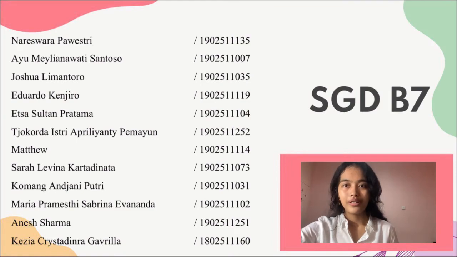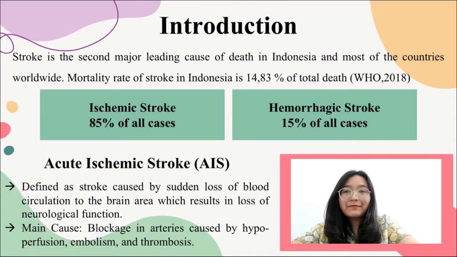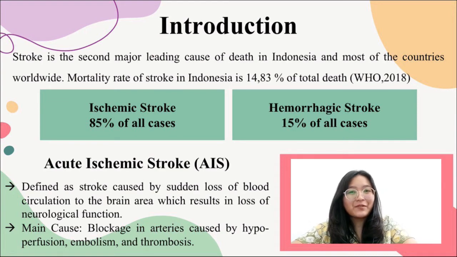Here are our members. I'm Maria Pramesisa Benavarana, with student number 102, and I will explain the background of this paper. Stroke is the second major leading cause of death in Indonesia and most countries worldwide. According to data published by WHO in 2018, the mortality rate of stroke in Indonesia is 14.93% of total deaths. There are two types of stroke. First is ischemic and second is hemorrhagic.